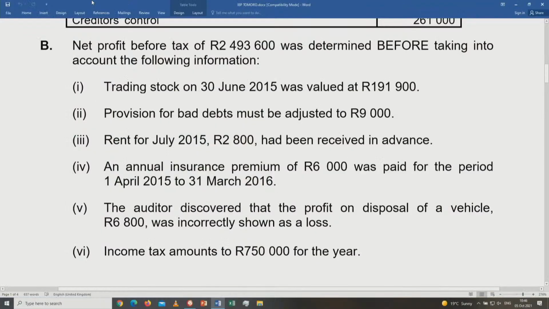The next adjustment is adjustment number 5. The auditor discovered that the profit on disposal of a vehicle, 6,800, was incorrectly shown as a loss. Remember, this is a profit. It means in the income statement it was supposed to have been recorded in that section of other operating income, but instead they've recorded this under expenses as if it is a loss.